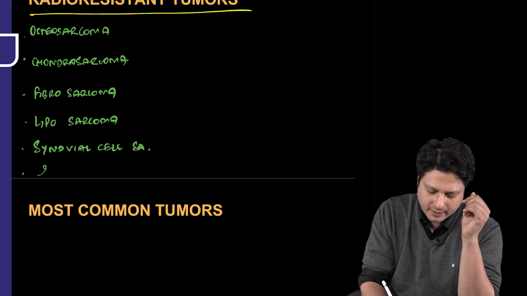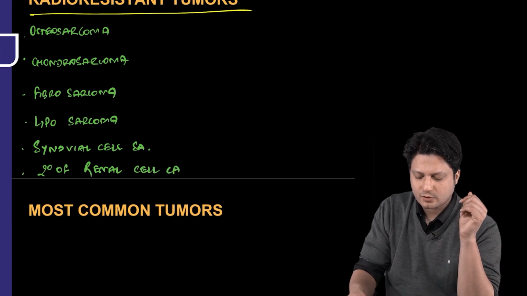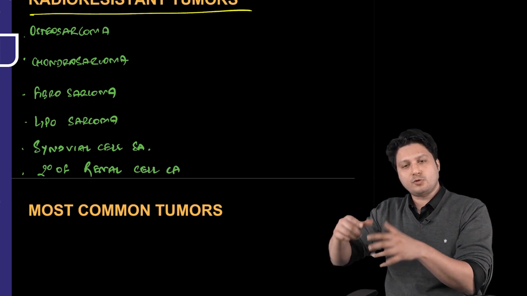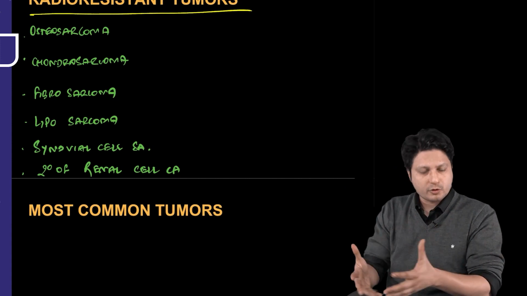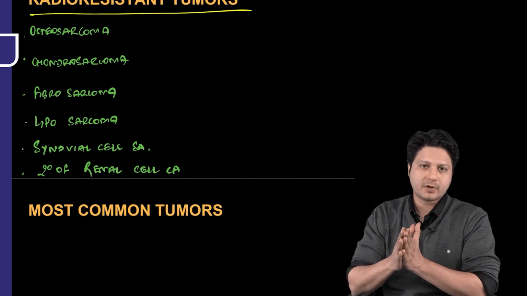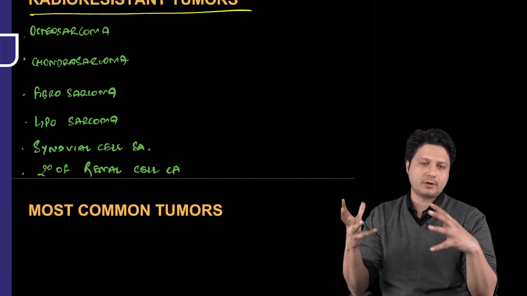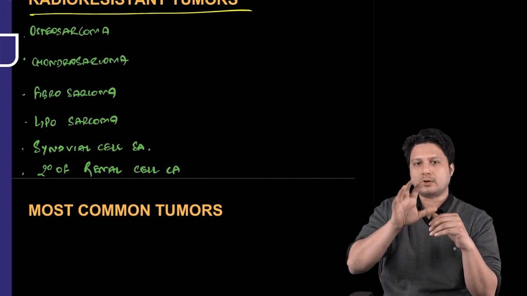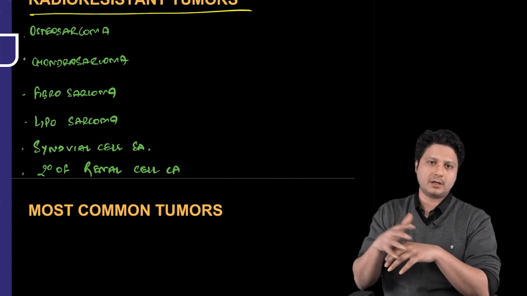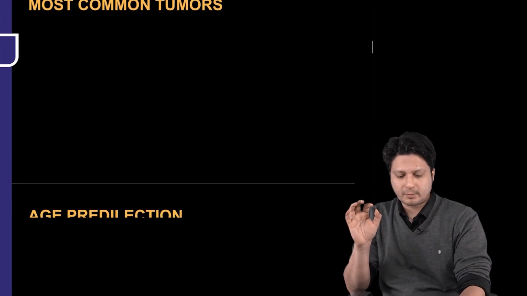And secondaries of renal cell carcinoma. The renal cell carcinoma, which has the tendency of metastasizing to involve the bone, is also radio-resistant, and is responsible for causing lytic lesions in the bone. Alright. And examples are so on. But most importantly, what you have to remember is that osteosarcoma and chondrosarcoma are primary radio-resistant tumors of the bones. So this is something that you have to remember in the form of a table.